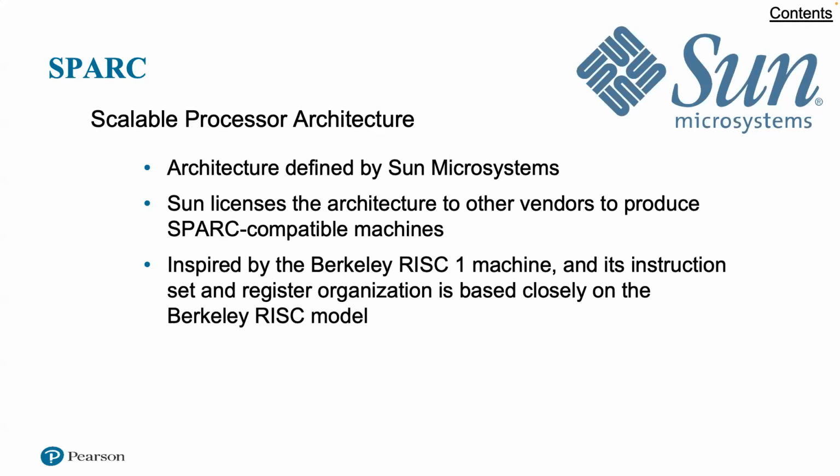Sun was always focused on doing things with the internet, and so your machine was basically a means of connecting to the internet. So very much a distributed type of strategy that they were trying to think about. This was a scalable processor architecture developed by Sun Microsystems, and Sun licensed the architecture to other vendors to produce Sparc compatible machines. And now that they've open sourced that, you could develop your own processor if you wanted to.